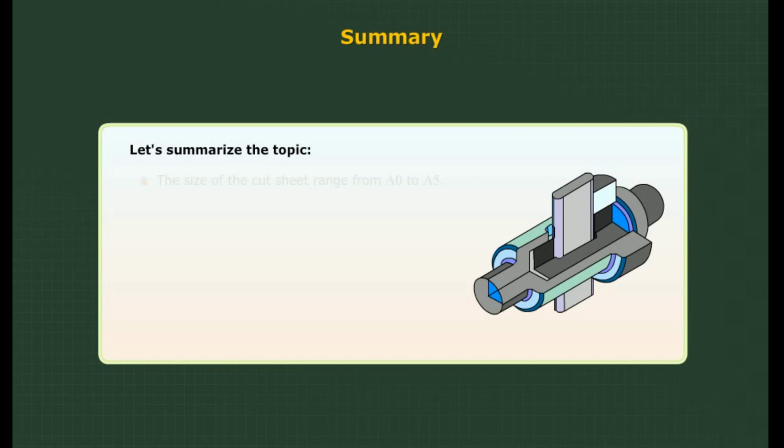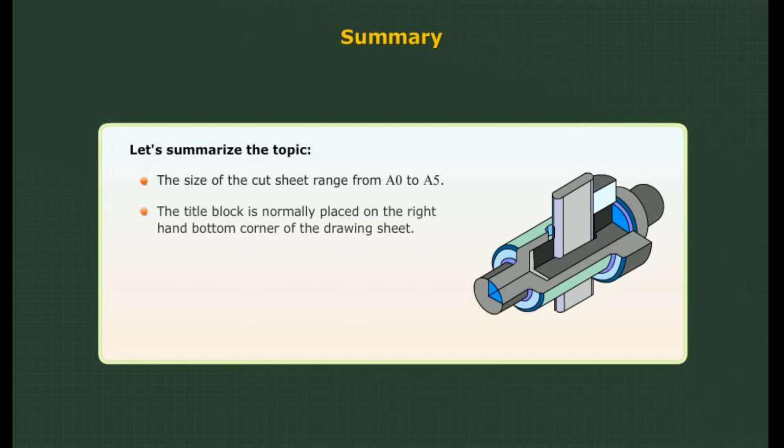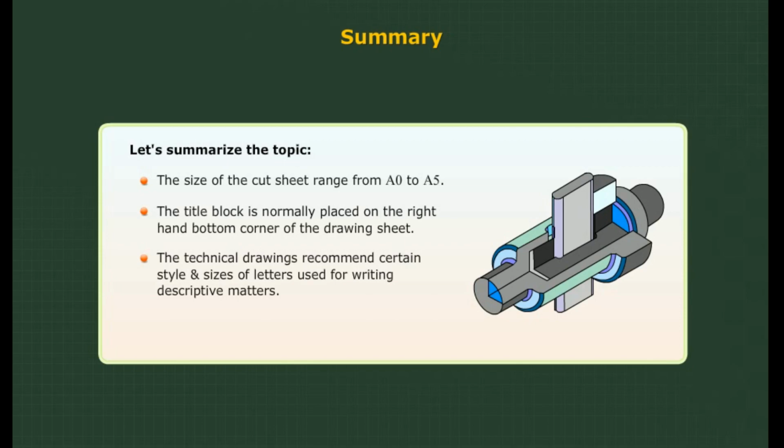Summary. Let's summarize the topic. The size of the cut sheet ranges from A0 to A5. The title block is normally placed on the right-hand bottom corner of the drawing sheet. Technical drawings recommend certain styles and sizes of letters used for writing descriptive matter. A projection is the representation of an object on a two-dimensional plane.